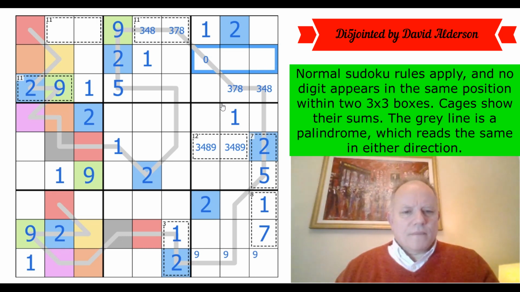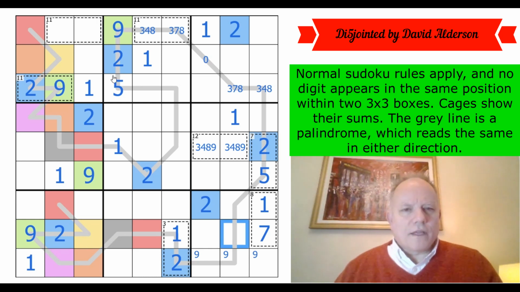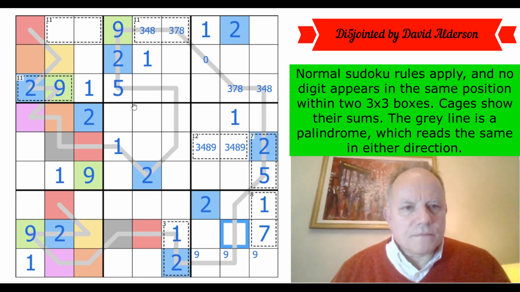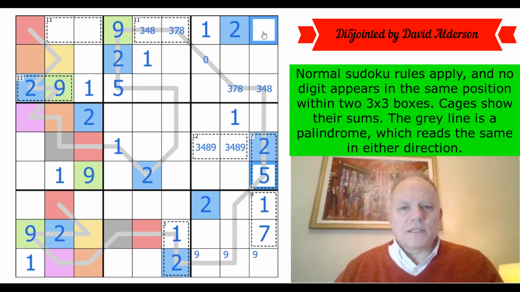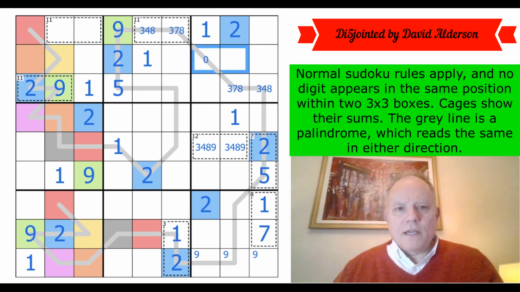Oh, are there any... I can't really use any killer cages for numbers anymore. Right, I need to find something else. 9... No, I don't know. What about 5s? No. Yes, 5 there. Rules 5 out of those, and 5's ruled out of those. So 5's in one of those 2 cells.